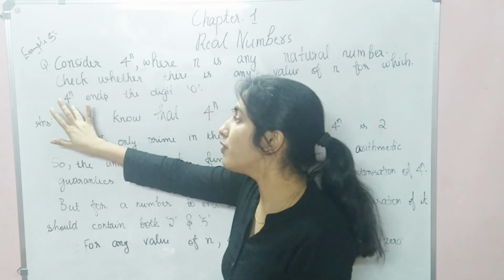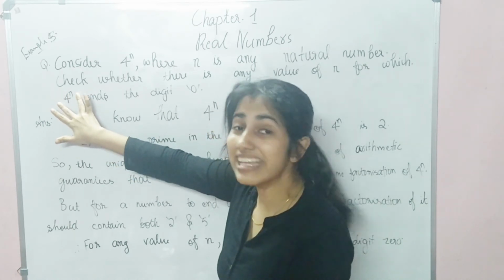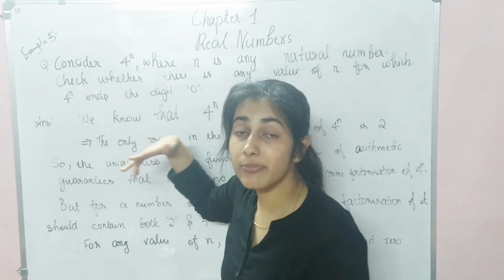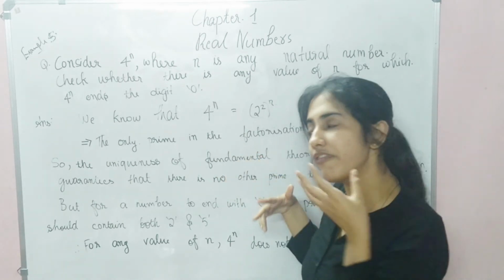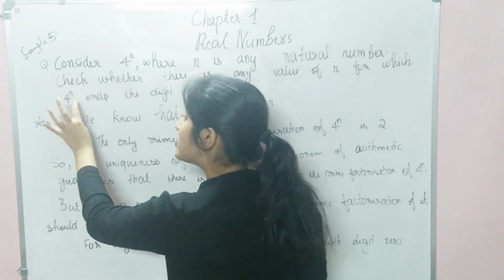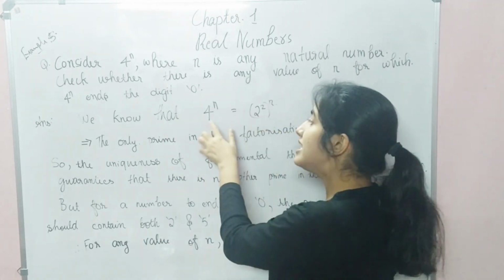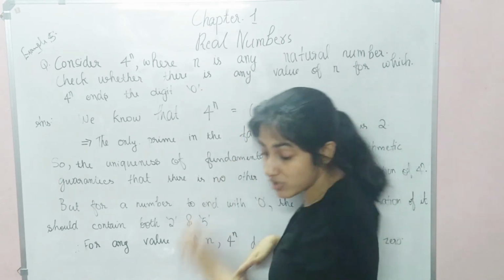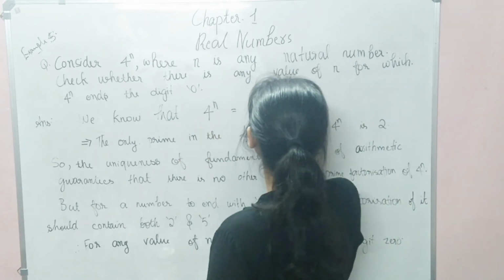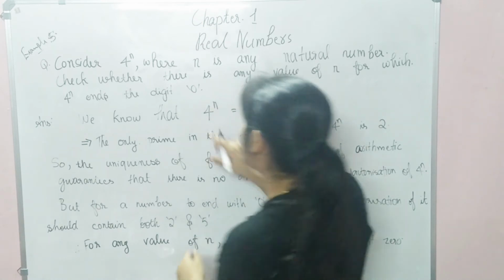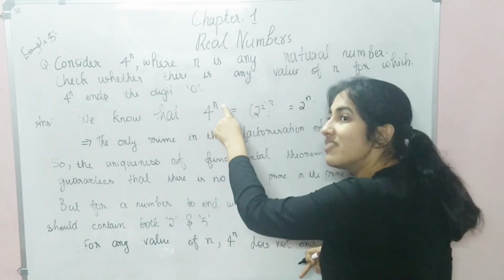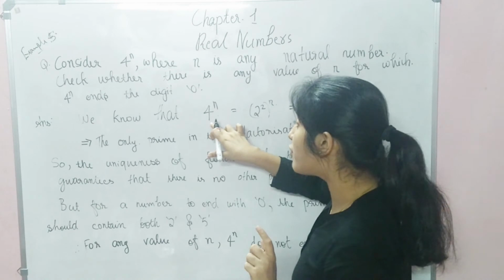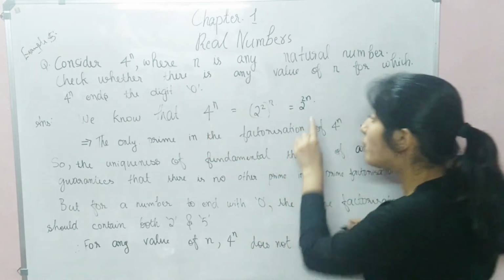So we know that 4 raised to n is not in its prime factorized form. Prime factorized form means we will be writing a number as a product of its primes. So the number 4 raised to n can be written in this form. Instead of 4, if I write 2 square, I get 2 square the whole raised to n, which can be written as 2 raised to 2n. Any number of the form 4 raised to n can be written in the form 2 raised to 2n.